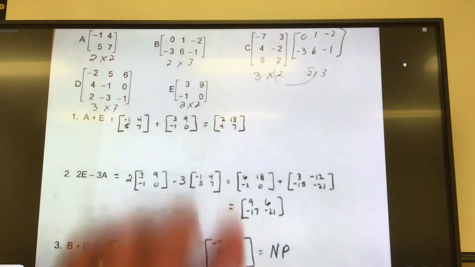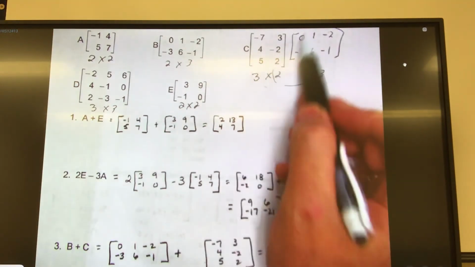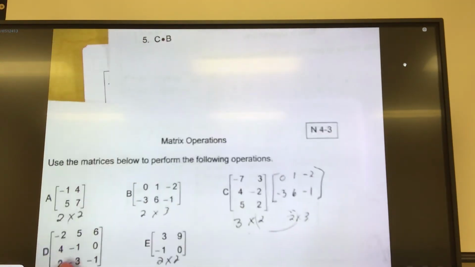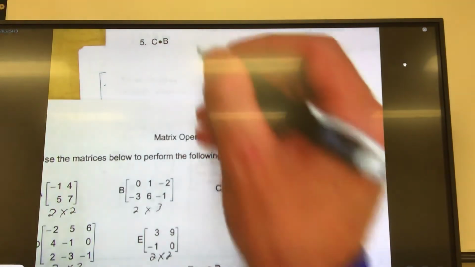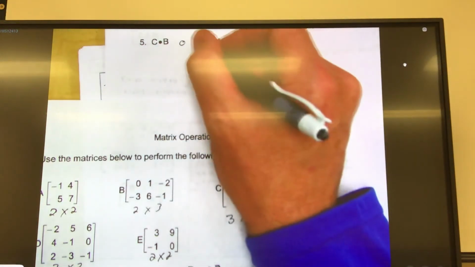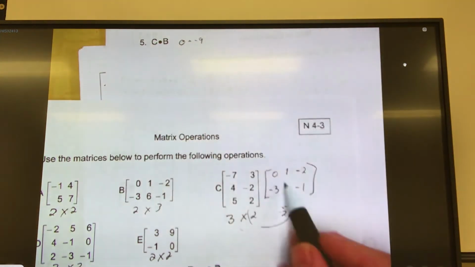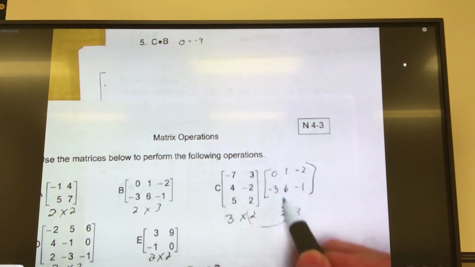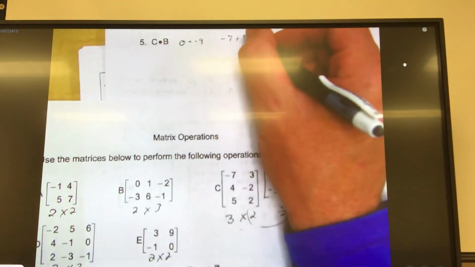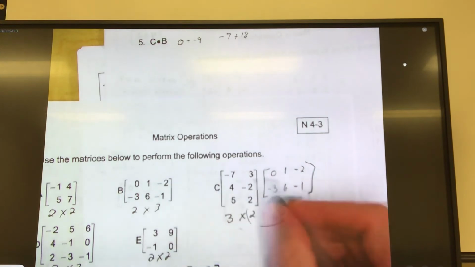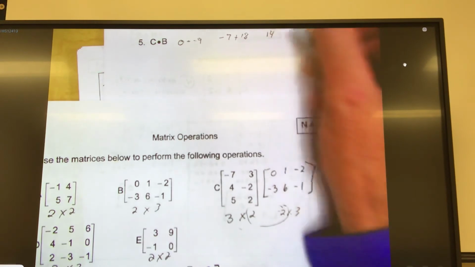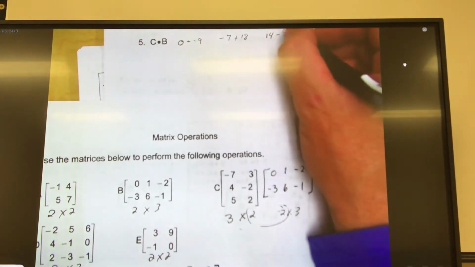So I'm going to take the first row, top row, multiply it by the first column, and add them up. So here we go. So we have negative 7 times 0 is 0. Then I have 3 times negative 3 is plus a negative 9. Now I'm moving over to column 2. So top row times column 2. Negative 7 times 1 is a negative 7. 3 times 6 is a positive 18. Moving over to column 3. Top row times column 3. Negative 7 times negative 2 is a positive 14. 3 times negative 1 is a negative 3.